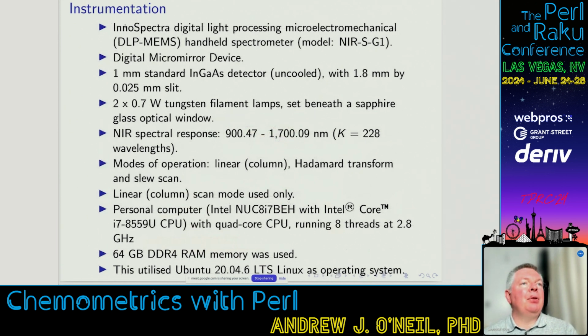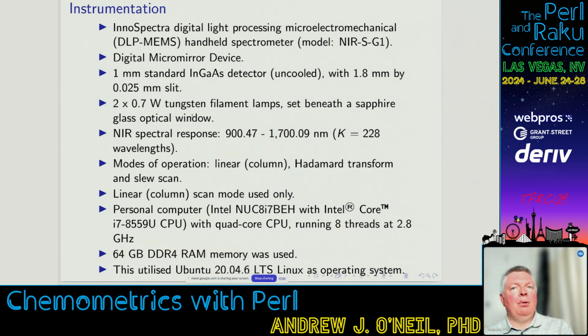So the instrumentation then is the InnoSpectra DLP MEMS handheld spectrometer, the model is NIRSG1. It has a standard 1 millimeter indium gallium arsenide detector, which is uncooled. Hence the upper wavelength range is about 1700 nanometers, and it has a 1.8 millimeters by 0.025 millimeters slit. It's got two 0.7 watt tungsten filament lamps set beneath a sapphire glass window, and I think these typically would have a life expectancy of around 1,000 hours or so.